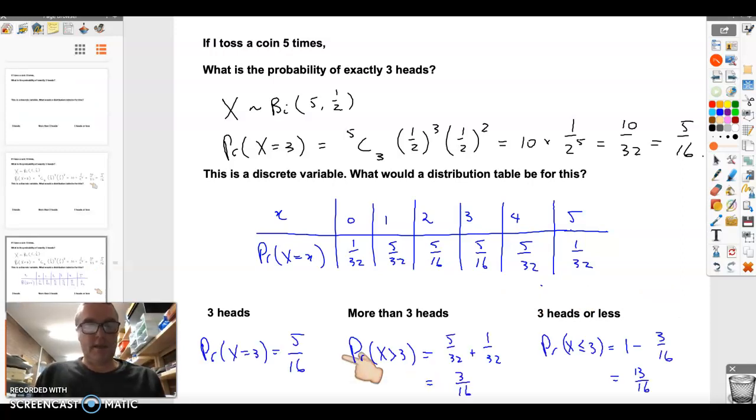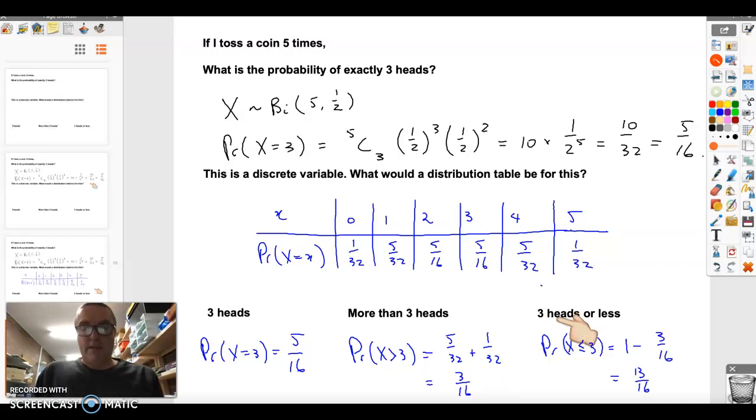So you can see there's our first answer, the probability of exactly 3 heads, which was 5/16. I've used the table to give me the values I need to calculate the probability that x is greater than 3. In other words, when x is equal to 4, or when x is equal to 5, the sum of those 2 probabilities will give us 3/16.